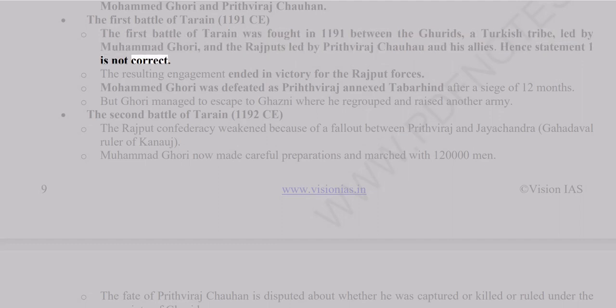Hence, statement 1 is not correct. The resulting engagement ended in victory for the Rajput forces. Muhammad Ghori was defeated as Prithviraj annexed Tabarhind after a siege of 12 months. But Ghori managed to escape to Ghazni, where he regrouped and raised another army. The Second Battle of Tarain, 1192 CE. The Rajput confederacy weakened because of a fallout between Prithviraj and Jai Chandra, the Gahadavala ruler of Kannauj. Muhammad Ghori now made careful preparations and marched with 120,000 men.